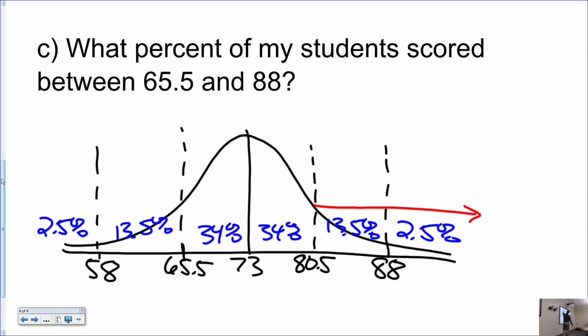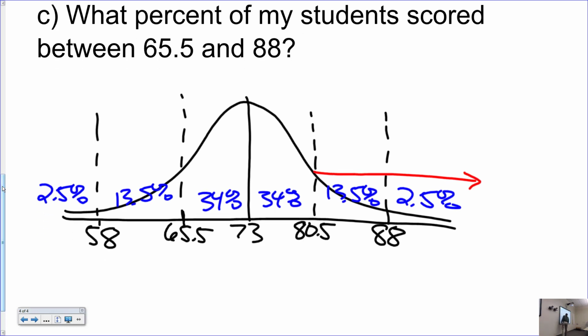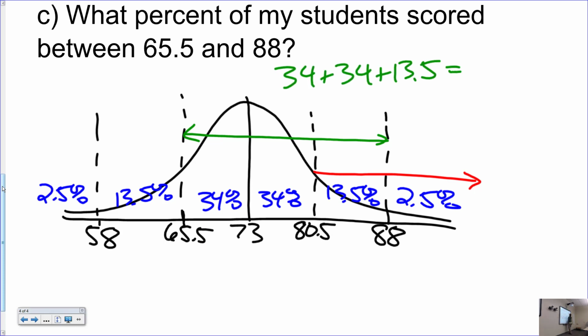And then the next question is, what percent of my students scored between 65.5 and 88? Just add 34, 13.5, right? Yep. There's 65.5 to 88. 81.5. 34 plus 34 plus 13.5. 81.5% of my students got between a 65.5 and an 88.